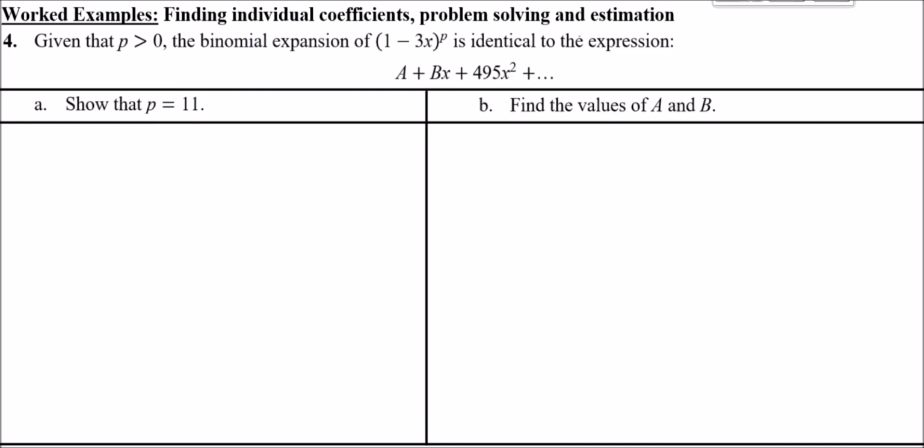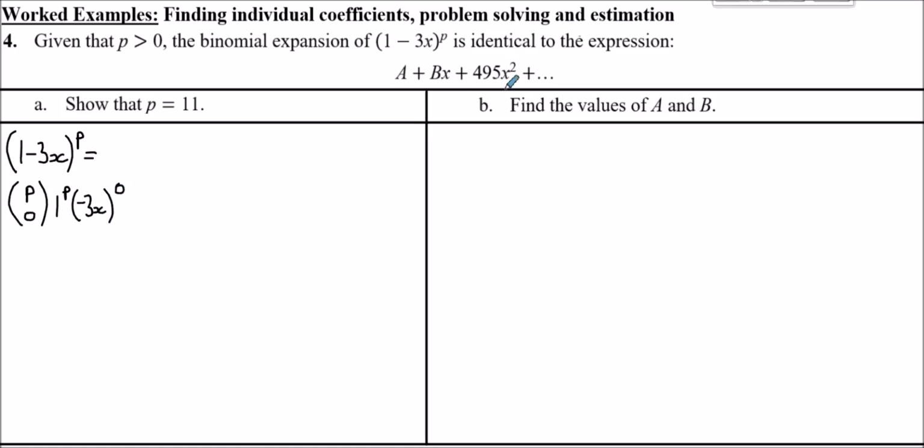So let's work out what the binomial expansion would be in terms of p for this bracket. And so (1 - 3x) to the power p is going to give us p choose 0, 1 to the p, (-3x) to the power 0.